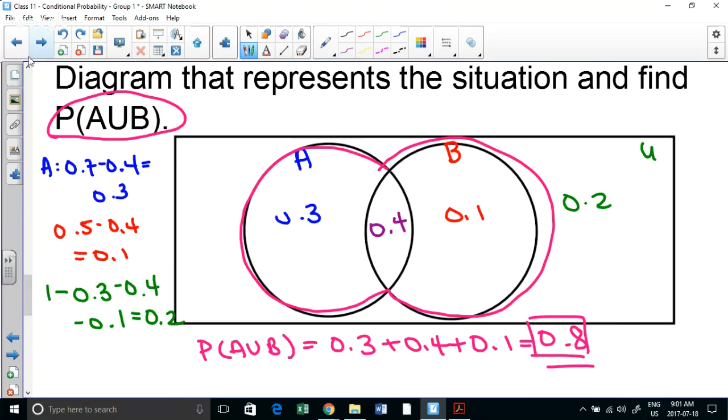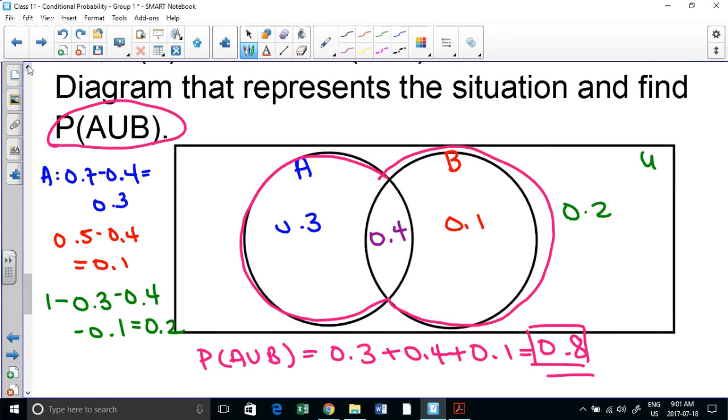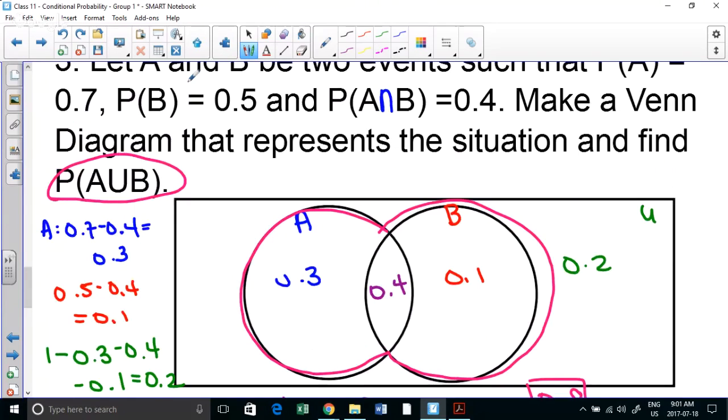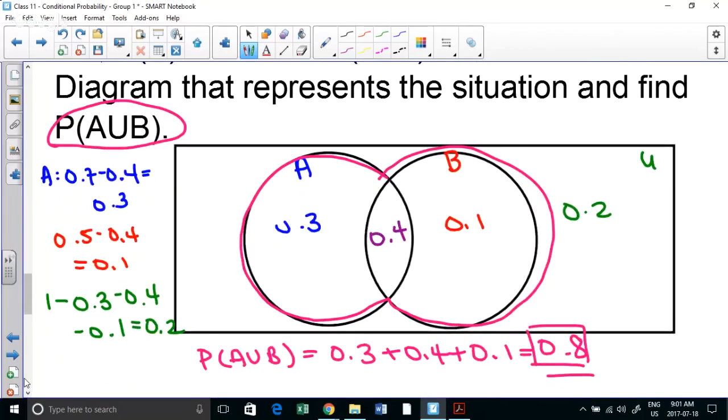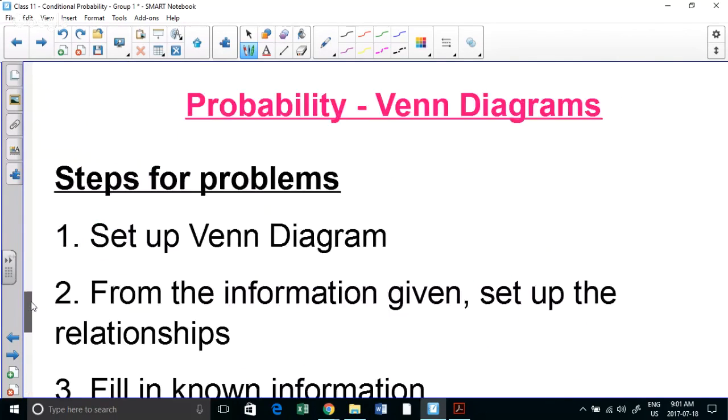So notice that I can't just take all these numbers and add them up. Because if I take all those numbers and add them up, I'm going to get something bigger than 1. So to really see what's in what part of the Venn diagram, you have to actually construct the Venn diagram. Does that make sense? Are we feeling okay, or do you want to see one more?